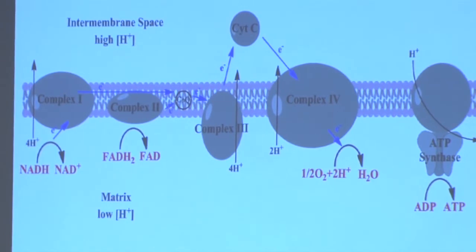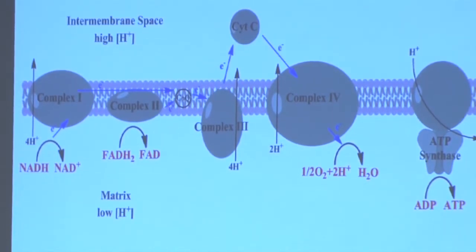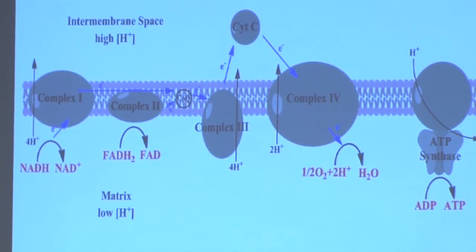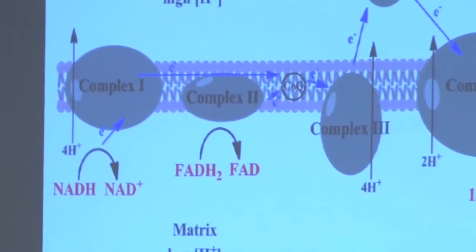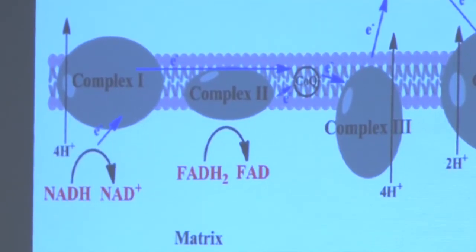If you notice, who has a bigger ATP payoff, NADH or FADH2? NADH. Why? More protons across. Notice complex 2 does not pump any protons across the membrane. So if you look at NADH going through complex 1, we have 4, 4, plus 2 more, 10 total protons getting pumped across the membrane.